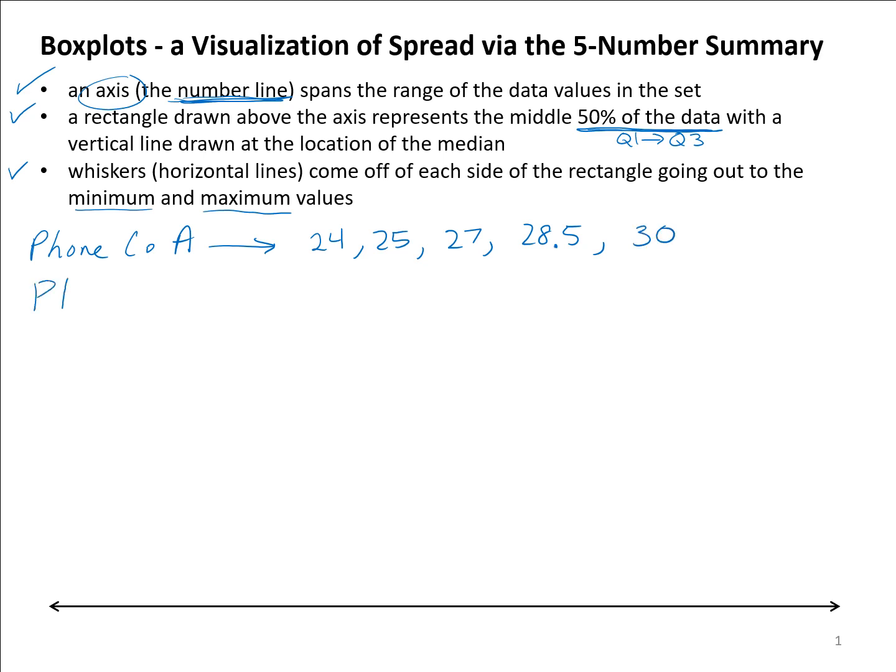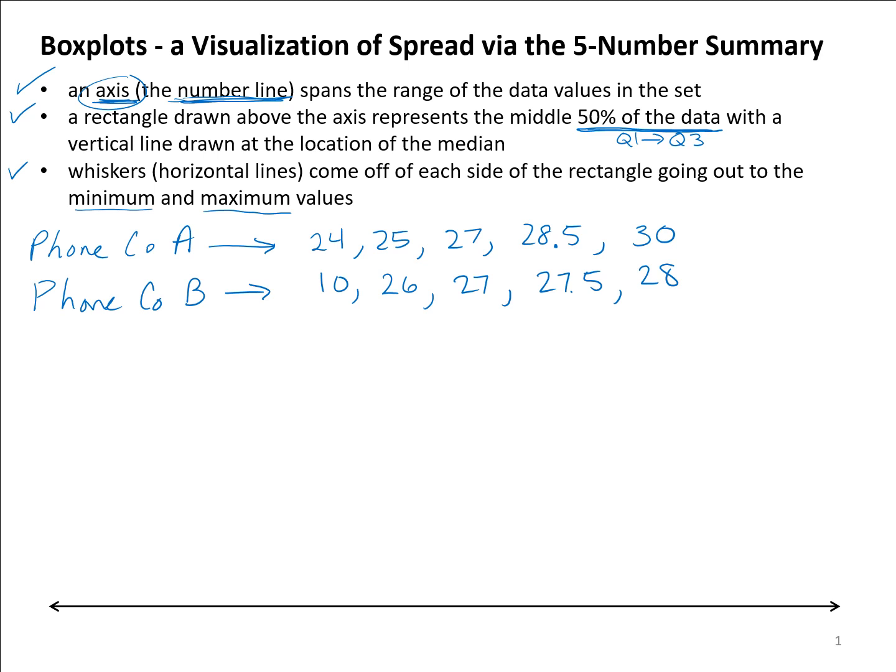Phone company B had a five-number summary that was 10, 26, 27, 27.5, and 28. So let's take a look at these two data sets together. We have to start by creating our axis, because we need something to graph the data against. So we need to start with our axis.